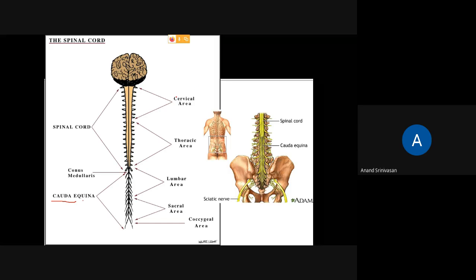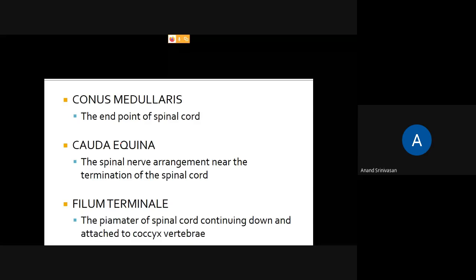Okay, so this is conus medullaris. The conus medullaris is the tip or the end of the spinal cord. And the spinal nerves which arise from the bottom are called the cauda equina. So the conus medullaris is the end point of the spinal cord. The cauda equina is the group of spinal nerves near the terminal end of the spinal cord. Then the filum terminale. What is the filum terminale? The pia mater of the spinal cord continues down and is attached to the coccyx.